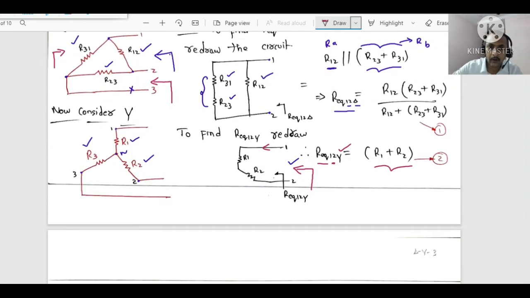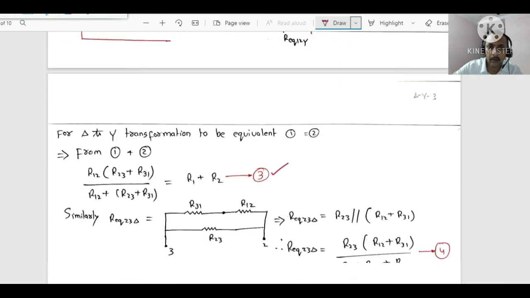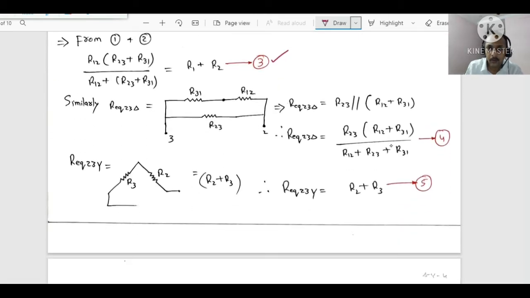Right? Now let me redraw the circuit. For example, if I want R equivalent between 2 and 3. Observe, dear students. This is the third terminal. This is the second terminal. This resistor is there like this.